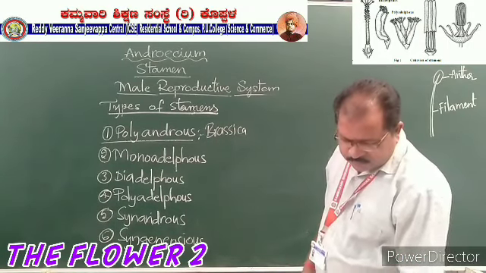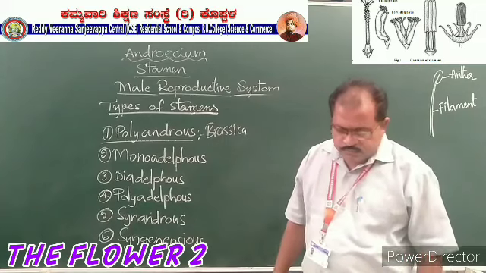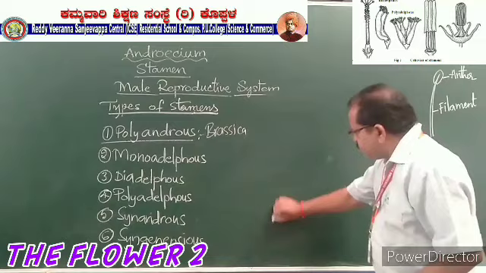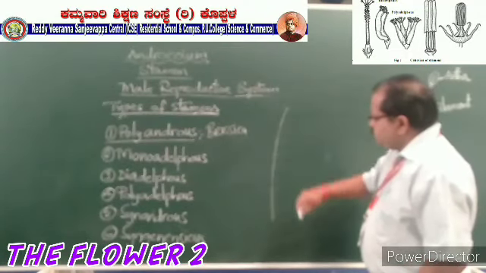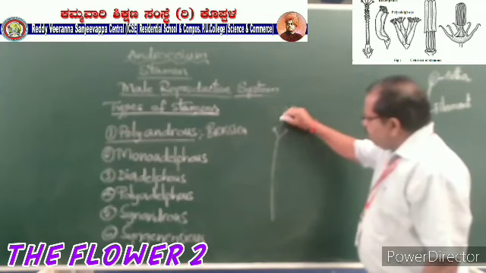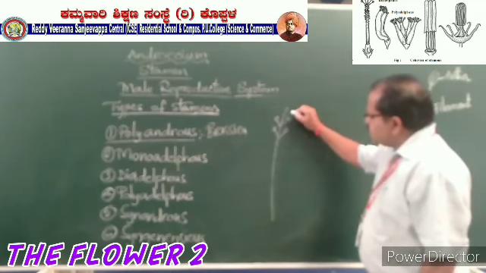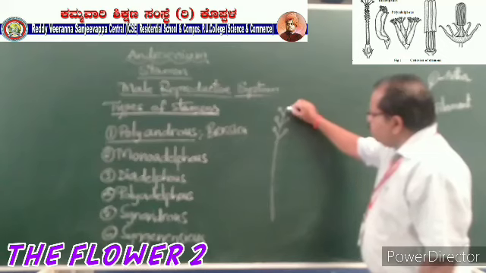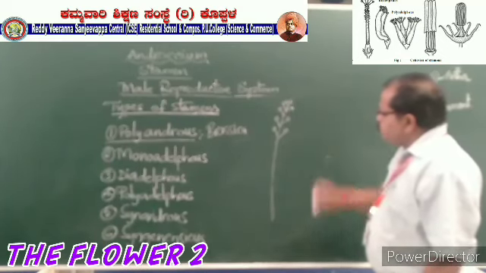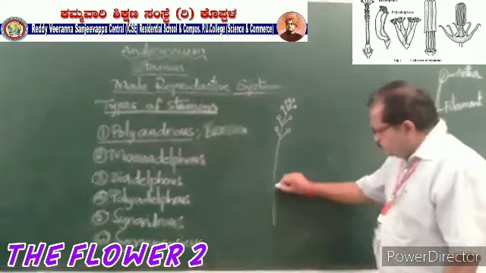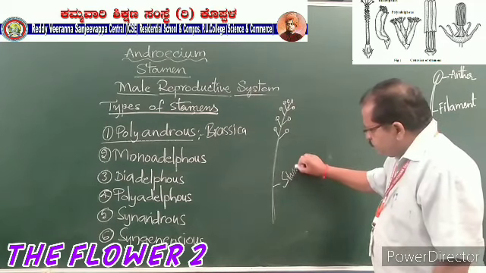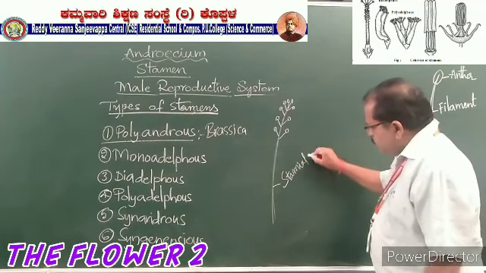Okay. Next one is monoadelphous. In monoadelphous, if you take this, this is the staminal tube, and all these filaments and anthers are fused to the staminal tube. Sorry, staminal tube.